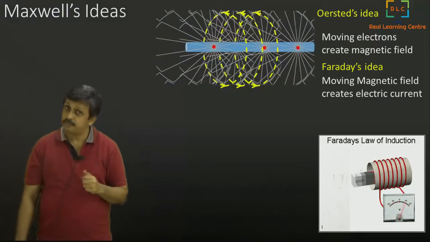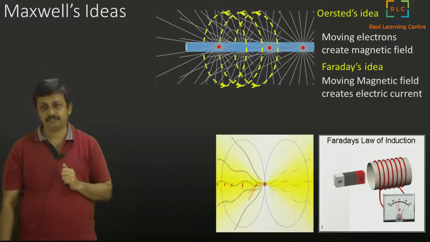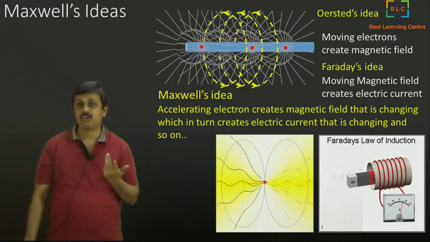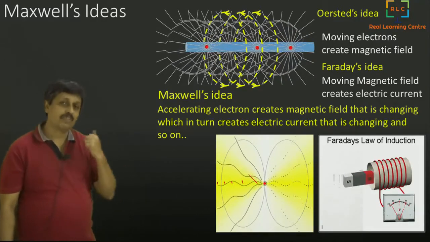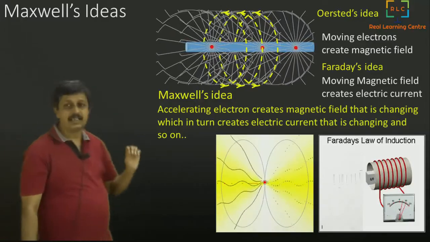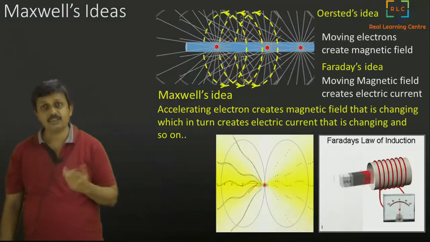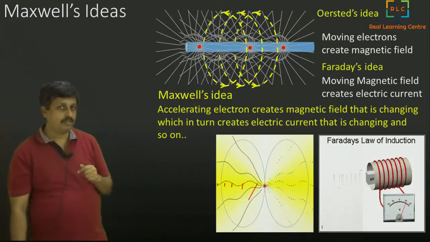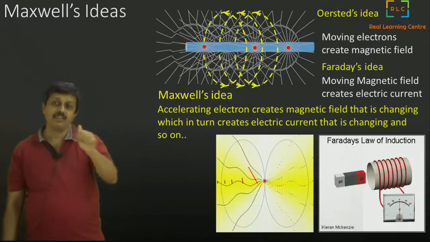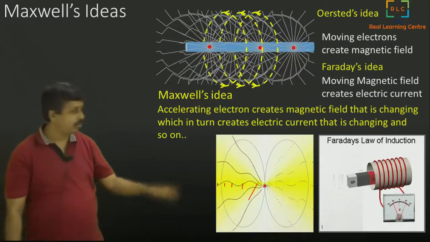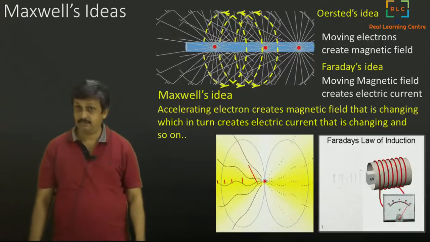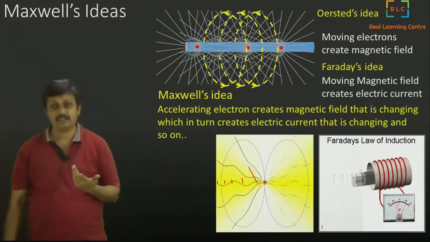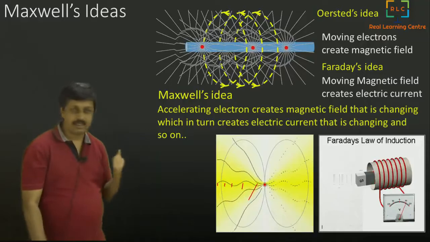So now Maxwell combined both these ideas. He says that you take an accelerating charge, an electron. Accelerating electron, what will happen? Let's think about it. First of all, it is moving. Because it is moving, it creates a magnetic field. Since it is accelerating, that means the movement is changing, so the magnetic field also is changing. That means an accelerating electron creates a changing magnetic field. Interesting. Now that changing magnetic field, according to Faraday, has to create some current.